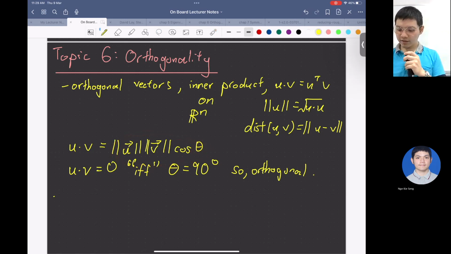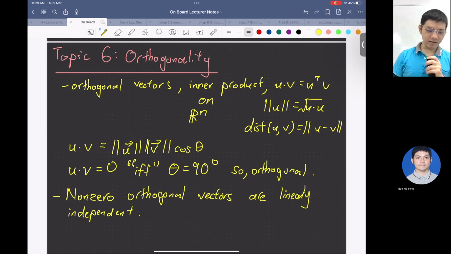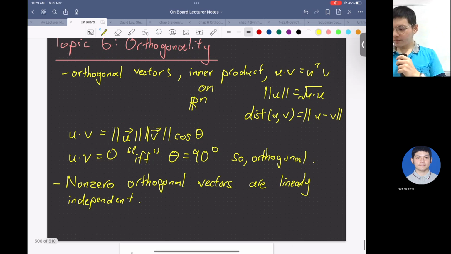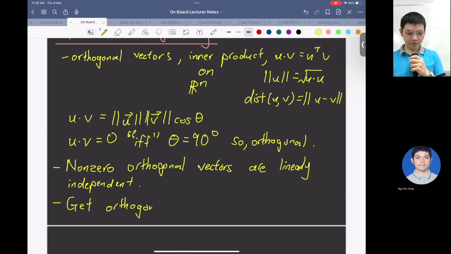One key logic point here is that non-zero orthogonal vectors are linearly independent. This one is the one I put inside the quiz as well. So non-zero orthogonal vectors are linearly independent. So after this, whenever we see linearly independent vectors that span, we want to make it a basis, because the basis theorem said if I add enough linearly independent vectors, it becomes a basis. So after it becomes a basis, what to do? So we can get an orthogonal basis.